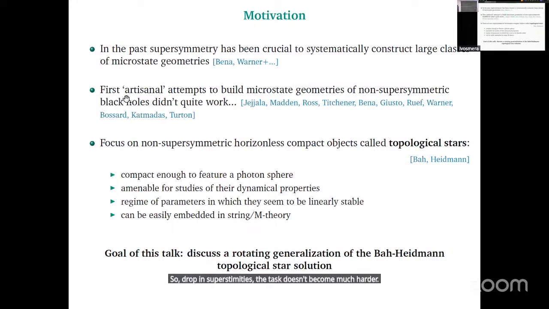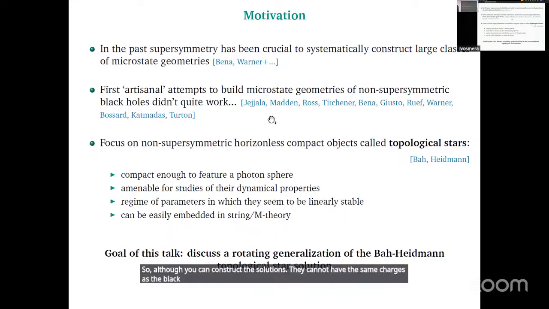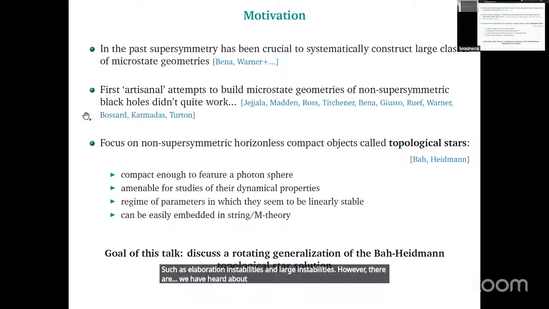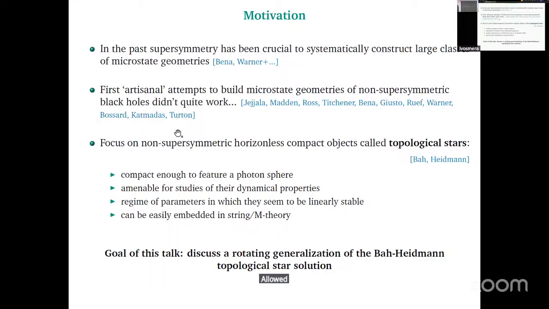Indeed, the first attempts to build non-supersymmetric microstate geometries for black holes didn't quite work, as Pierre was saying before. So although you can construct the solutions, they cannot have the same charges as the black holes, and in addition, some of them, such as Heidmann's, have other problems, such as ergoregion instabilities and large instabilities. However, we have heard about recent developments that have allowed us to circumvent some of these issues.